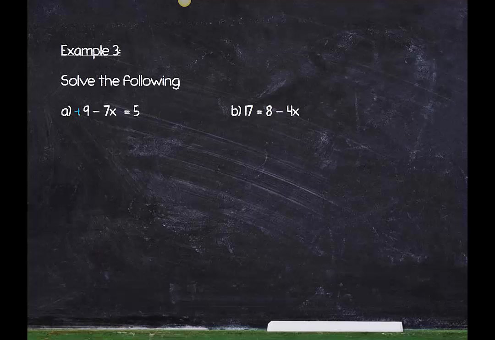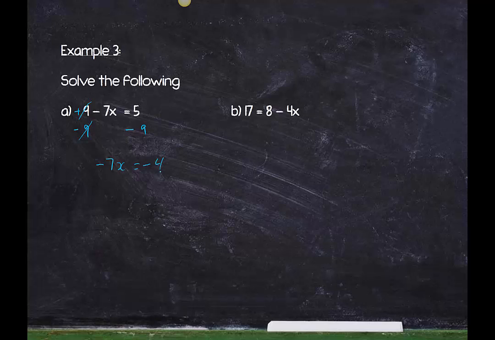So what's the opposite to plusing 9? It's take away 9. So we're going to take 9 off both sides. Okay, so that crosses out. We're left with minus 7x. Okay, and what is 5 take away 9? 5 take away 9 is minus 4.